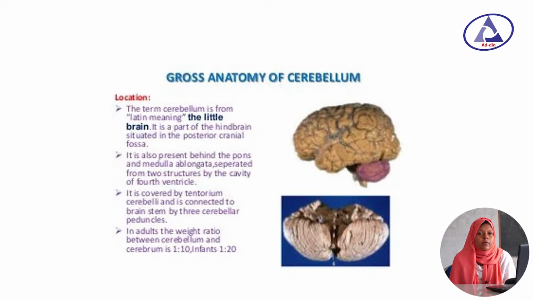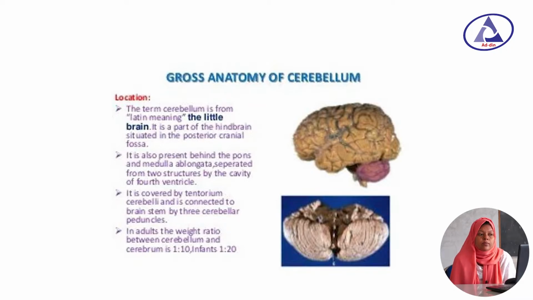Then what is the covering of cerebellum? Is there any dural fold present in the cerebellum? Yes. The superior surface of the cerebellum is covered by a meningeal dural fold that is called tentorium cerebelli and is connected to the brainstem by 3 cerebellar peduncles. And what about the weight? In adults, the ratio of cerebrum and cerebellum is 10:1 and in neonate or infant it is 20:1.